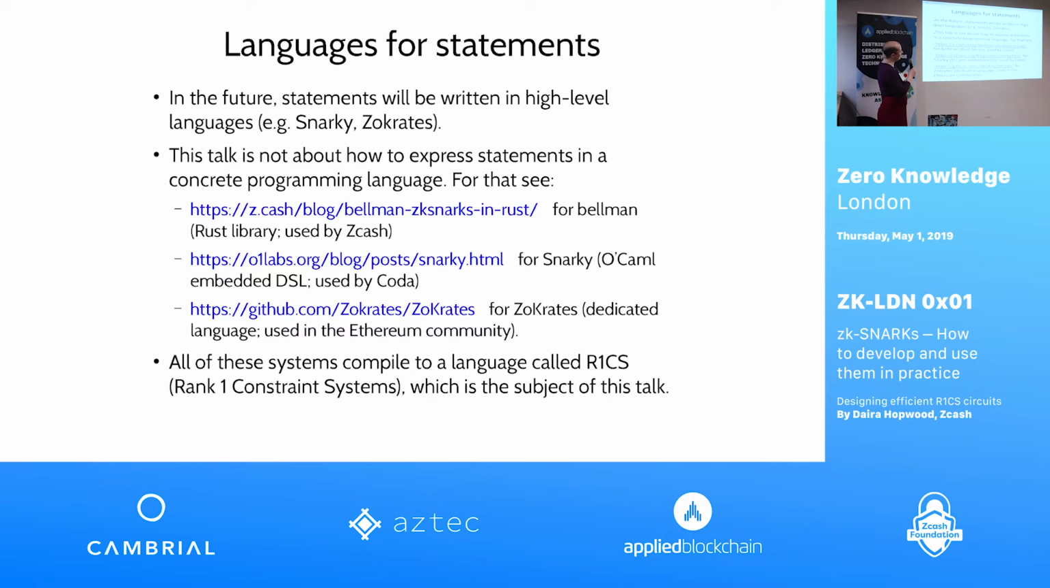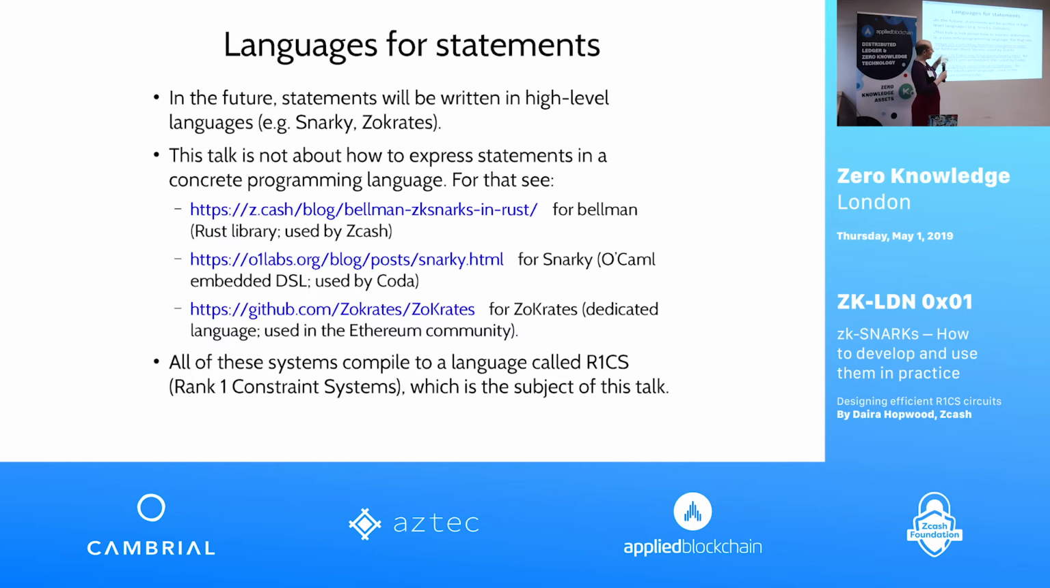So how do we express these statements? Well, there are systems that will compile something similar to C to an R1CS statement, but they're very inefficient. It's much more efficient if we consider the native language of the proving system, which is something called R1CS, and if we do that, then we will end up with a much smaller representation of the statement, and it will be much more efficient.